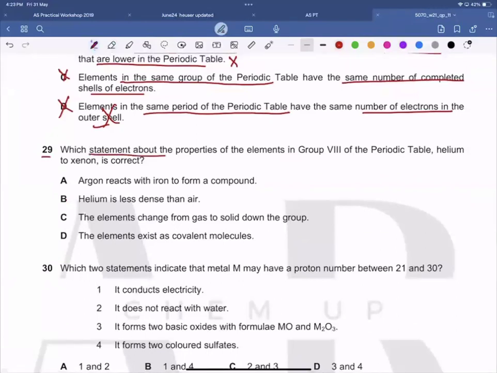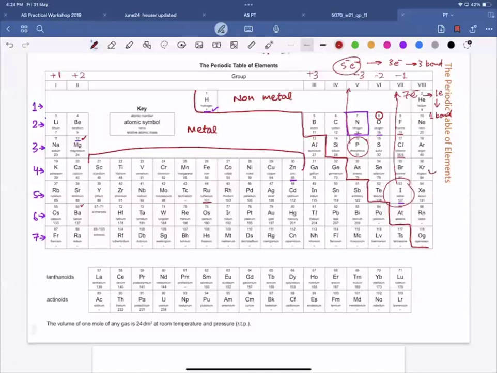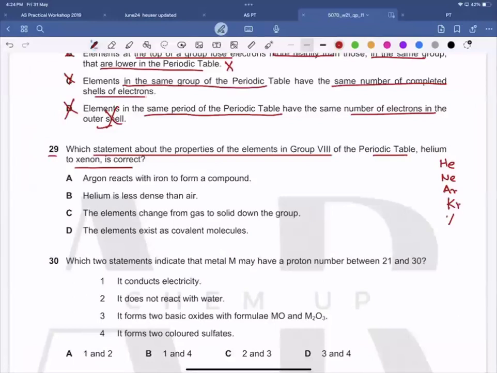Question number 29. Which statement about the properties of the elements in group 8 of the periodic table, helium to xenon, is correct? Okay. So they are talking about group 8: helium, neon, argon, krypton and xenon. Argon reacts with iron? No, not at all. They do not react. Helium is less dense than air. Yeah, that can be a possibility because the mass of helium is very low. It's 4, right? So that can be a possibility.